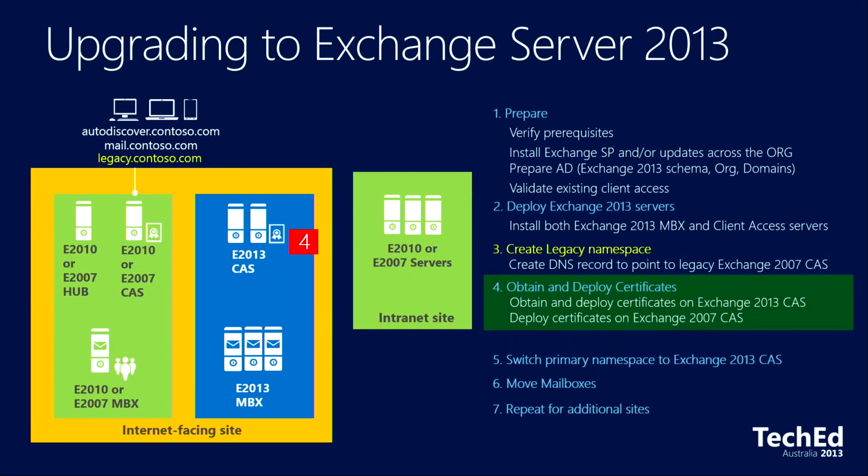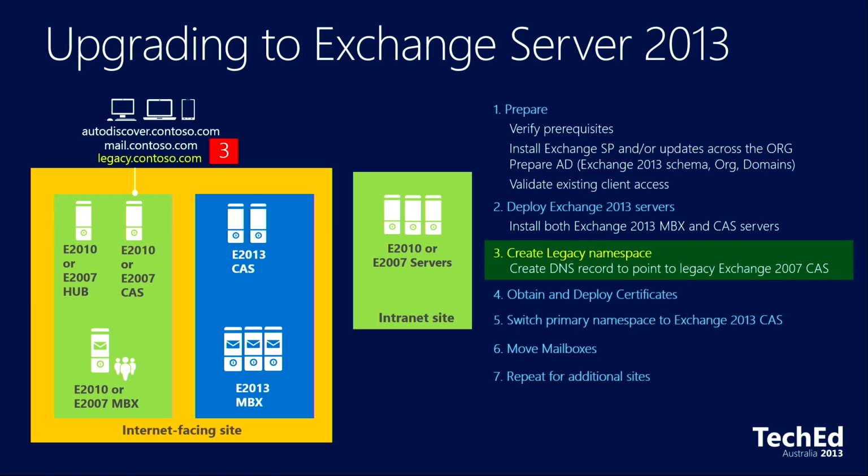All right, so next you'll create a legacy namespace. And again, that's just going into DNS and creating an FQDN that points to the IP address of the load balancer or the appliance that is in front of your Exchange 2007 environment. And that way, Exchange 2013 now has a namespace and an IP address that it can redirect Exchange 2007 mailbox users to until they've been migrated.